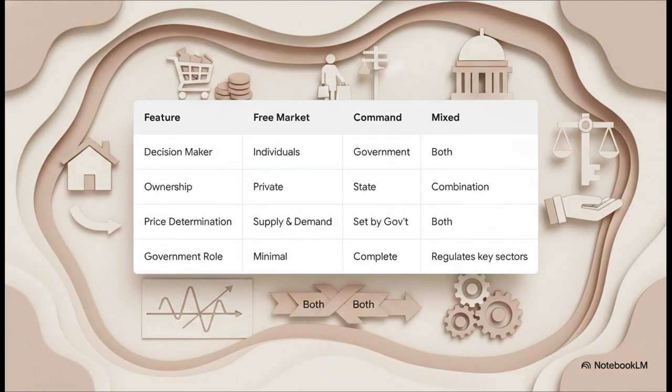You can really see the trade-offs. Just look at one line, price determination. In a free market, it's all supply and demand. Simple. In a command economy, the government just sets the price, period. And in a mixed system, well, it's a bit of both. You can see how that one little difference, who controls the price, changes everything else.